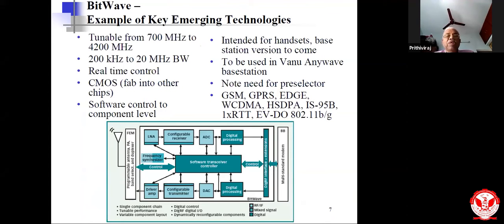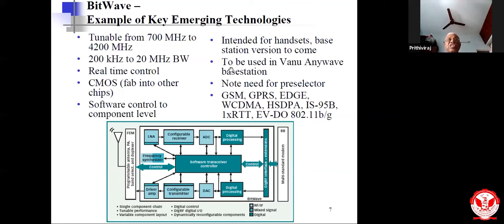So now we have a close look at the type of frequencies. I want the students to focus their attention on this, especially the type of frequency ranges which are being handled. Examples of key emerging technologies: we have tunability, and look at this, it's a great opportunity now with the SDR to encompass this. We are able to tune it in the lower UHF band from 700 megahertz right up to 4200 megahertz. That means just entering the C band. And so you are able to utilize it. So a lot of the present day cellular mobile communication bands are totally covered by this.